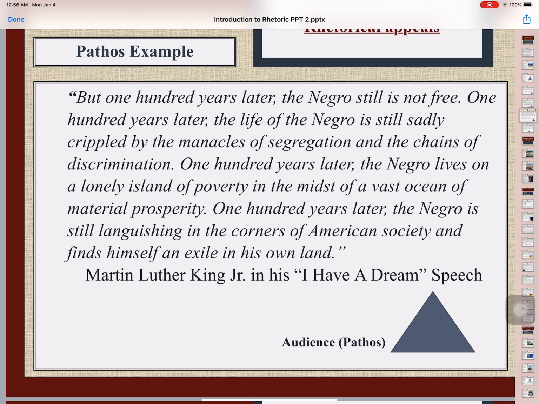But 100 years later, the Negro still is not free. That word free elicits such an emotional response, right? 100 years later, the life of the Negro is still sadly crippled by the manacles of segregation and the chains of discrimination. Powerful words, guys. We know what all this means. 100 years later, the Negro lives on a lonely island of poverty in the midst of a vast ocean of material prosperity. 100 years later, the Negro is still languishing in the corners of American society and finds himself in exile in his own land.